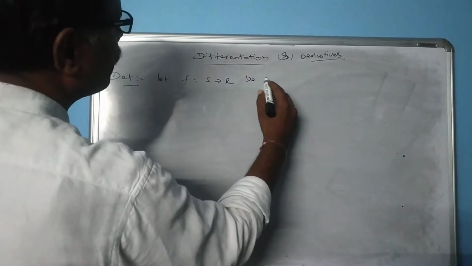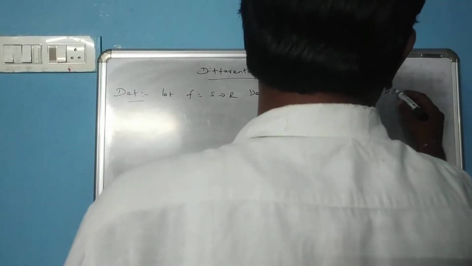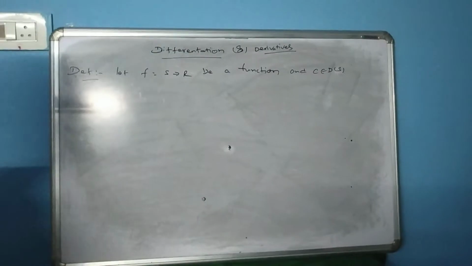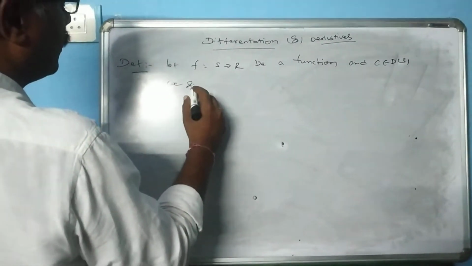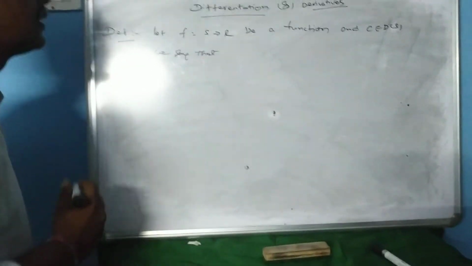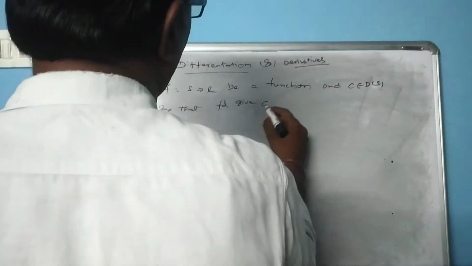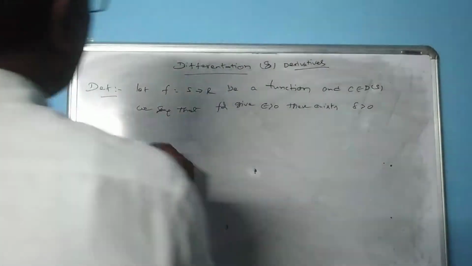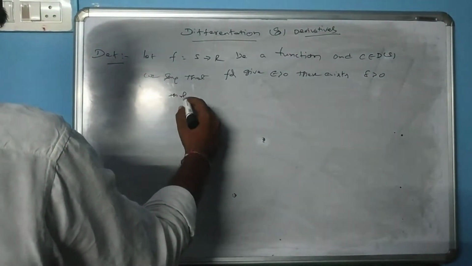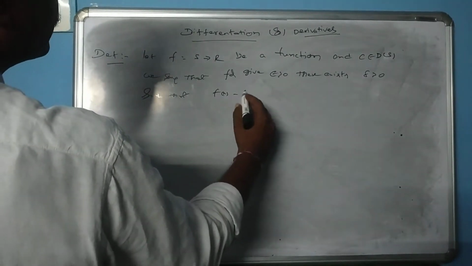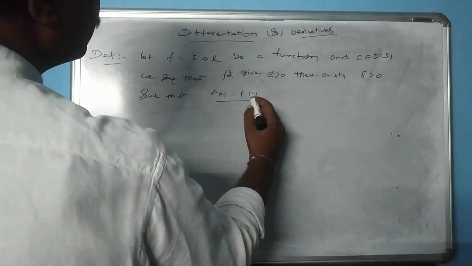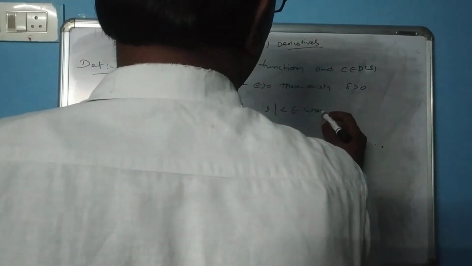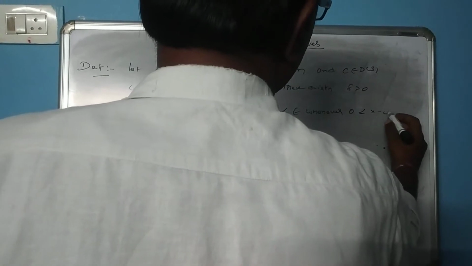Let f from S to R be a function, and c belongs to S, where c is a limit point of S. We say that for given epsilon there exists delta greater than 0 such that |(f(x) minus f(c))/(x minus c) minus L| is less than epsilon whenever 0 is less than |x minus c| less than delta.